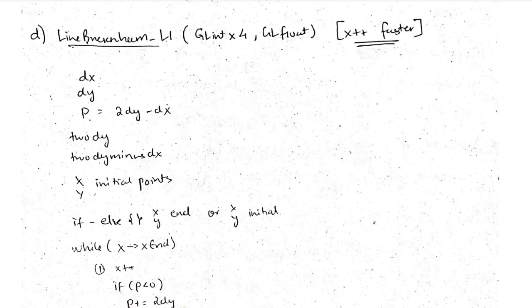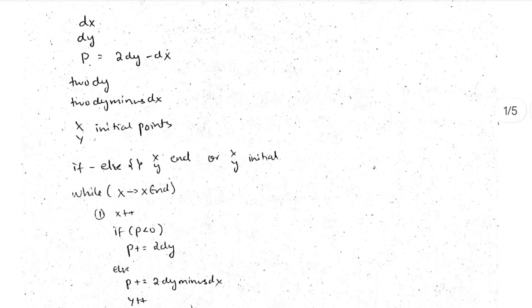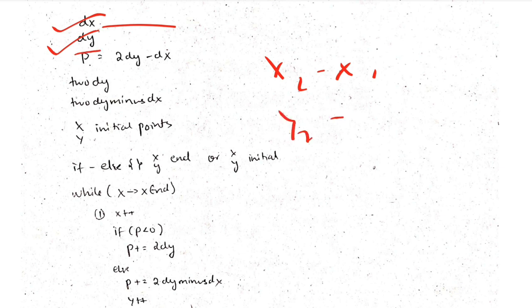So those are the arguments which are passed. You can easily write that. Okay, and x is incrementing faster. So these are the official things which you have to take: dx, dy. Dx means x2 minus x1. Dy means y2 minus y1, right? And for p you have to take the initial value of p. Keep these things in mind.